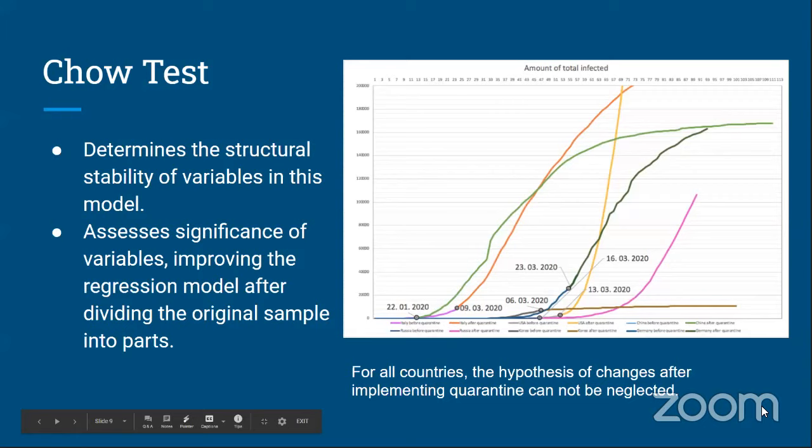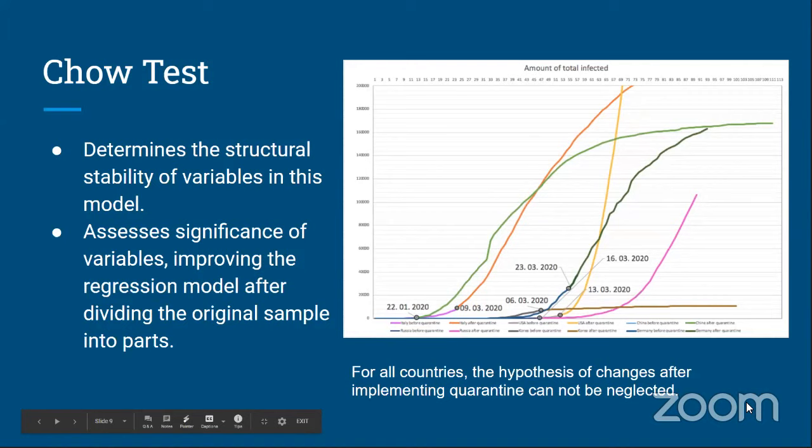The Chow test helped us to understand whether there is a structural stability of variables in this model. This statistical test assesses significance of improving the regression model after dividing the original sample into parts, like before implementing a quarantine and after. So for all countries, the hypothesis of changes cannot be neglected.